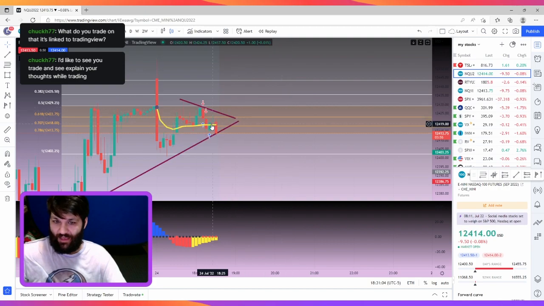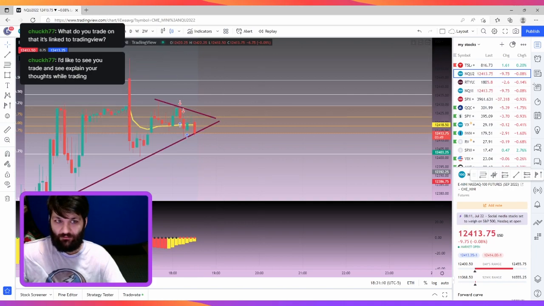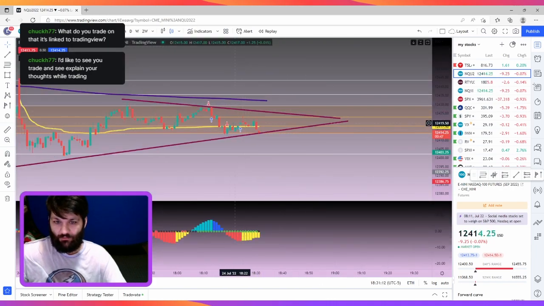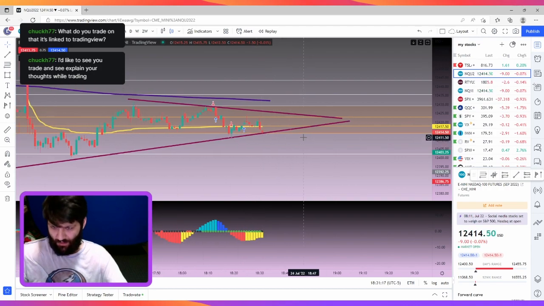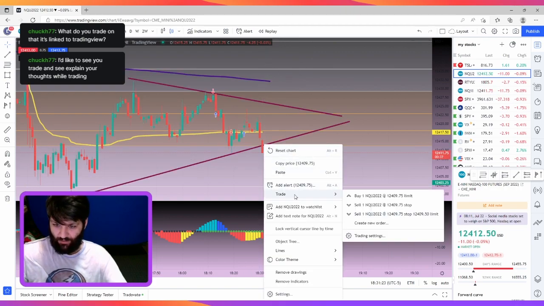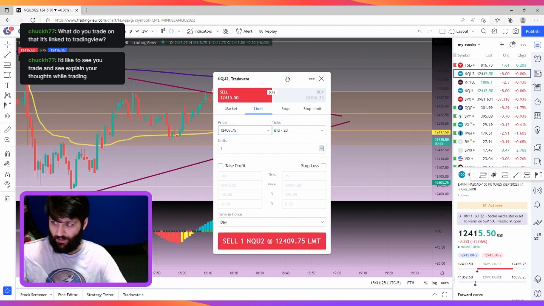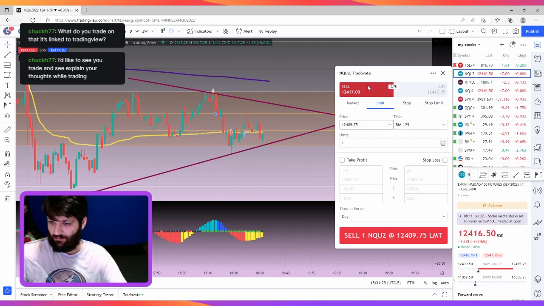Yeah, as you can see, I should never have exited that put that I got in. I should have just held it. It's right here, went down. So now what we're looking for here is, do we reject off of this trend line and fib, or do we break through? Okay, so this is where, and we immediately rejected it.